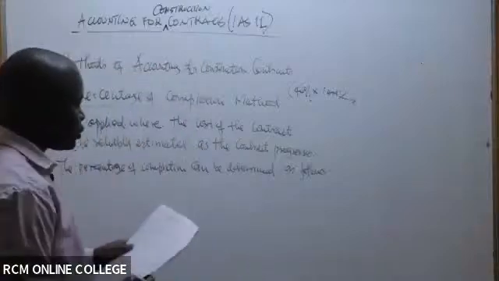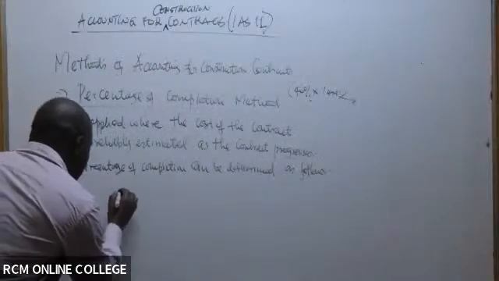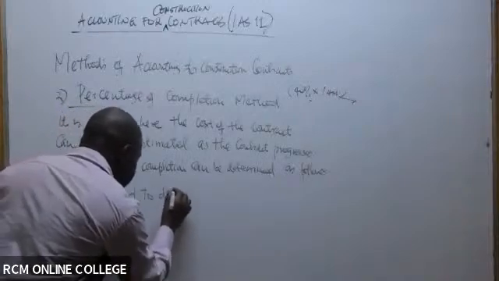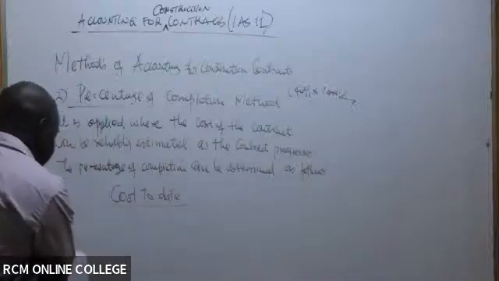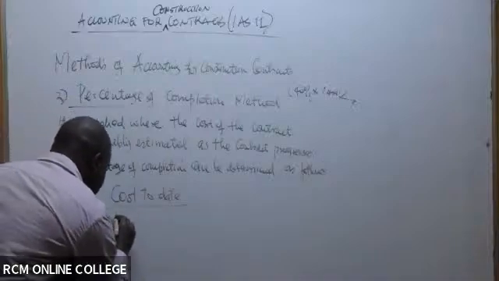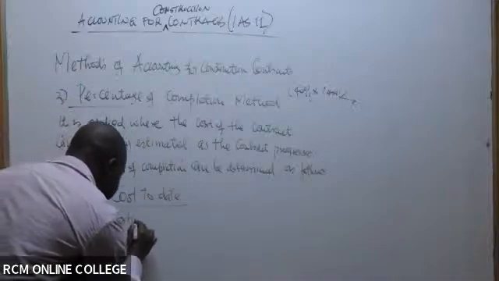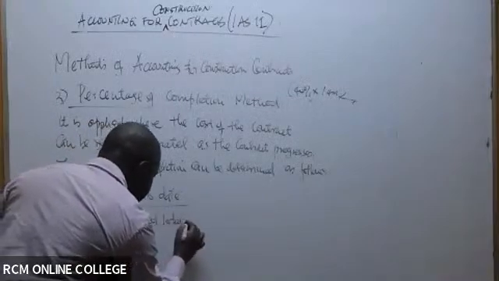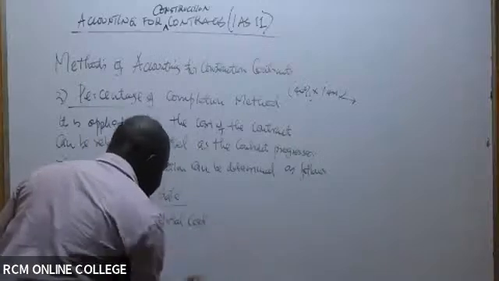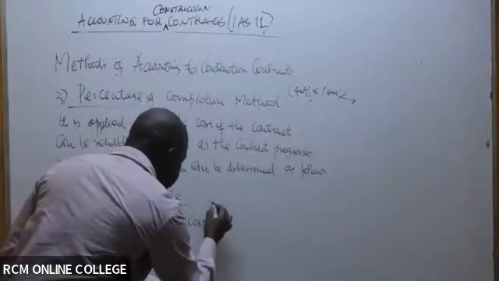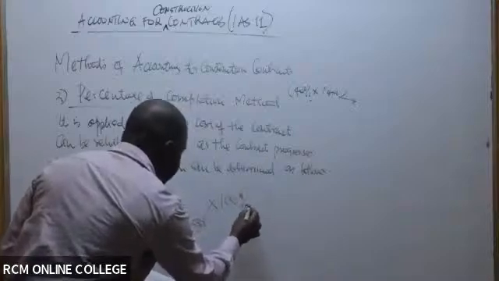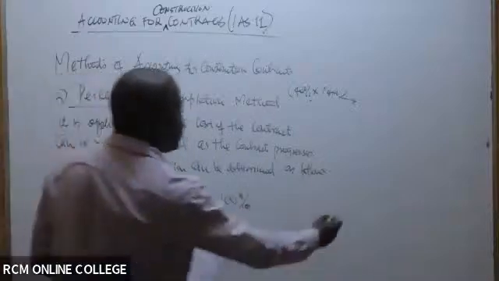You take the cost to date. You divide by the total cost, or estimated total cost. You multiply by 100%. That is what I was trying to explain here.